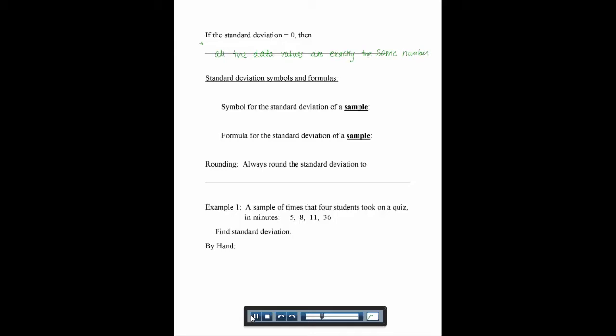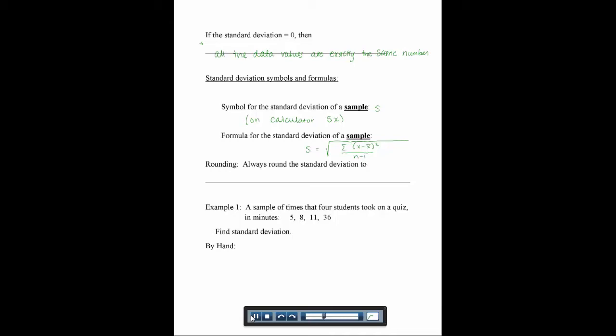Okay, so now we get new symbols for standard deviation. So the symbol for a sample standard deviation is s. Now on your calculator, the symbol they use is s with a little x by it. And the formula, okay, is s equals the square root of the sum of x minus the mean, squared, all divided by n minus 1.